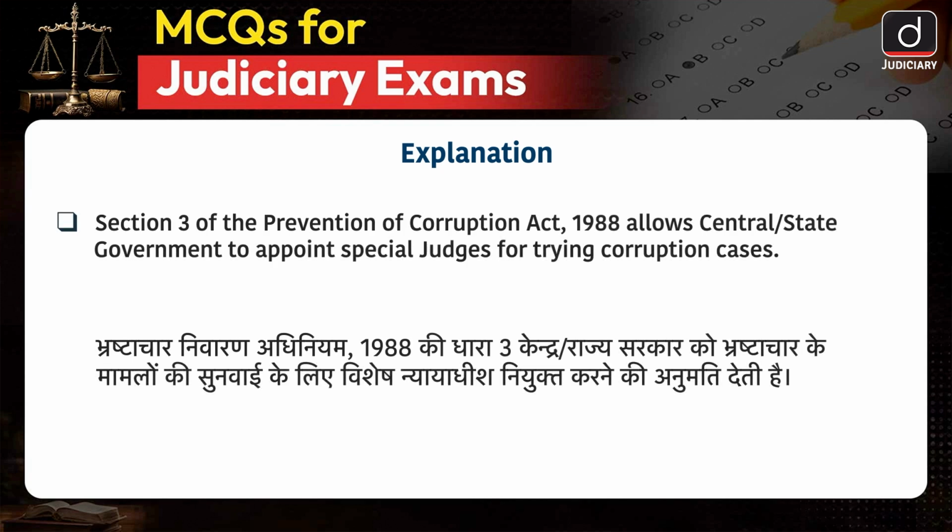Section 3 of the Prevention of Corruption Act 1988 allows the central and state governments to appoint special judges for trying corruption cases.